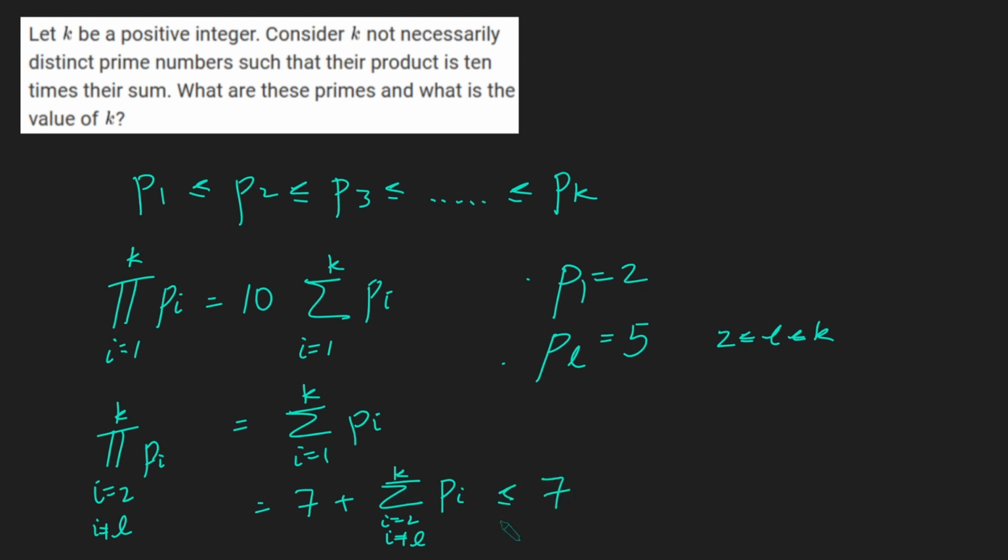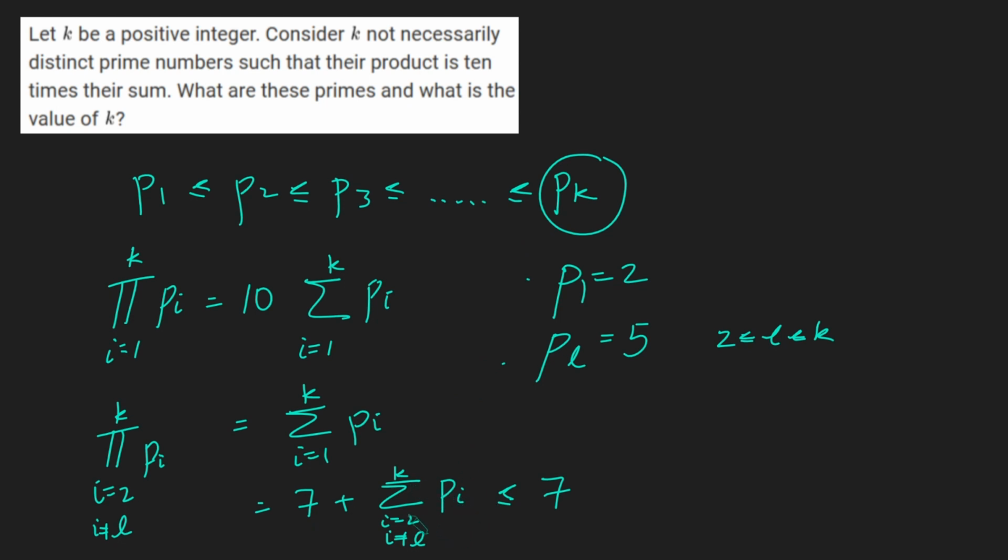I'll keep the 7 there, and I want to think about this sum. What can I say about pi? Well, each of the pi's are one of these numbers in this list, and all of them are less than or equal to this biggest prime here, pk, the biggest prime in the question. And what I can say, therefore, is all of these pi's are less than or equal to pk.